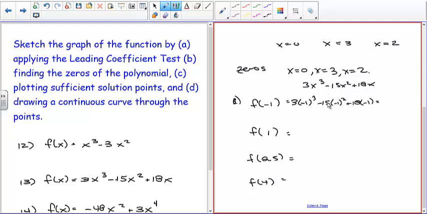So plug that into the calculator. 3 times negative 1 cubed minus 15 times negative 1 squared plus 18 times negative 1 gives negative 36. Whoa, is that right? Negative 3, and that's negative 15, so it's negative 18, and then negative 18 more. Yeah, okay, so we're going to have to change the scale here in a second. Let's do the next one.